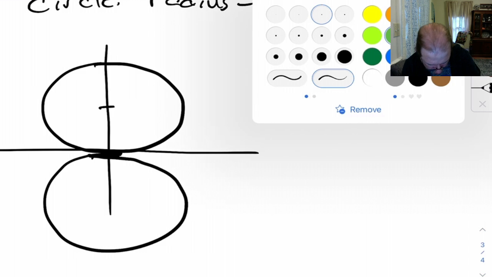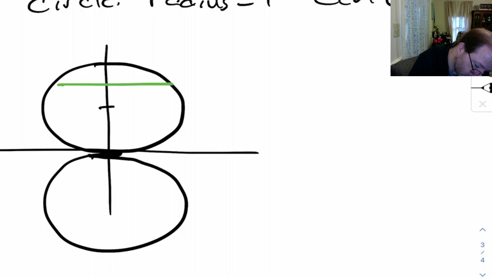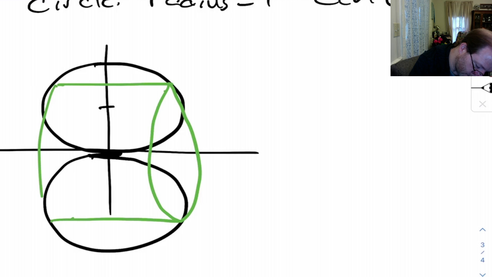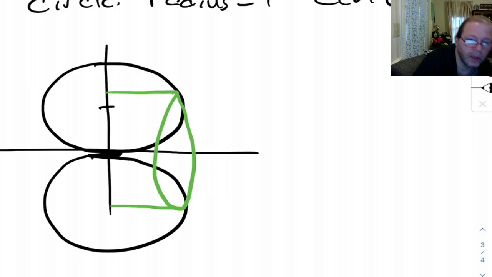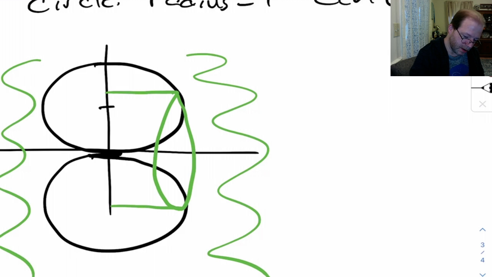Now, I'm going to use a trick to make this a little easier. I could draw the shell across here, like this, but instead, I think I'm going to only draw half of that. And what we're going to do is find the volume of the half of the donut on this side over here as opposed to this side. And then we'll double it.